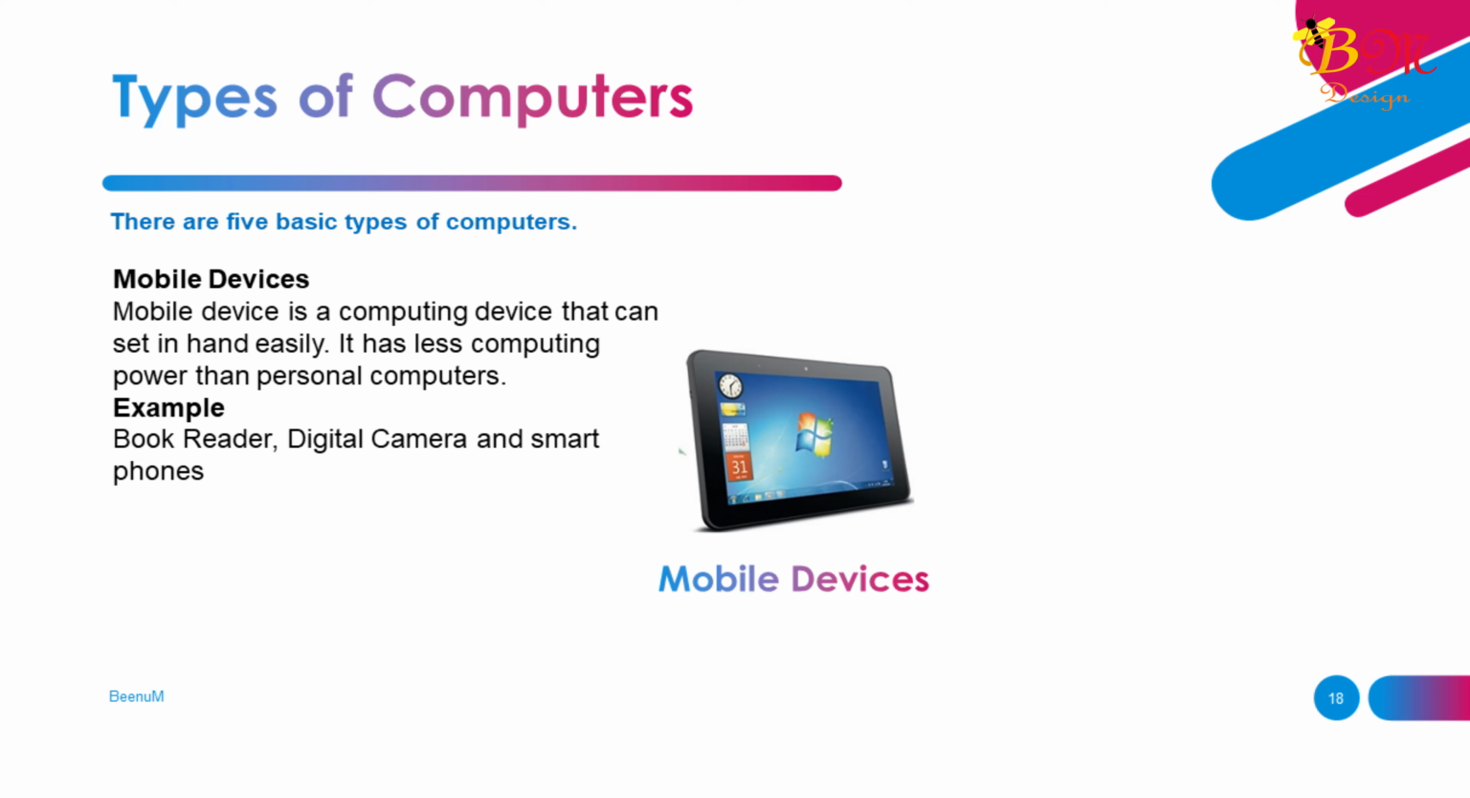Mobile devices. A mobile device is a computing device that can be held in the hand easily. It has less computing power than personal computers. Examples: book reader, digital camera, and smartphones.